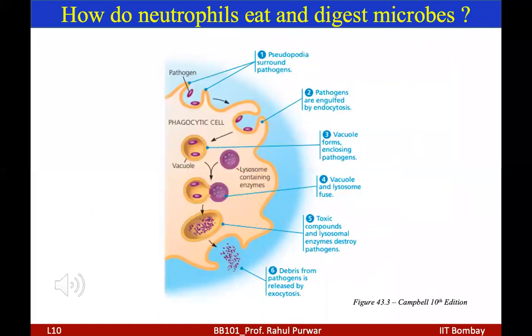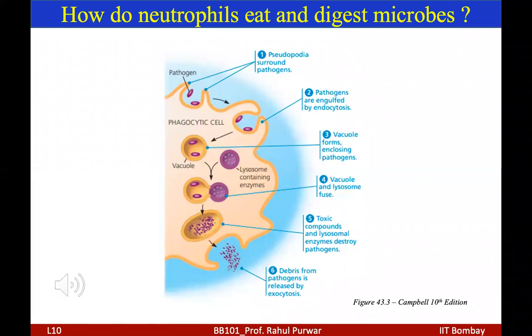So how do these neutrophils eat and digest microbes? This figure shows that once the pathogen, which is the purple thing, comes in contact with the cells, they use pseudopodia that surround the pathogen, and then the pathogen is engulfed. The process is called endocytosis, because it's taking the pathogen inside the cell.